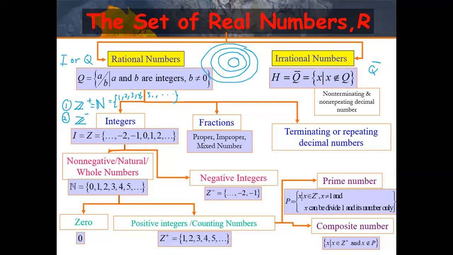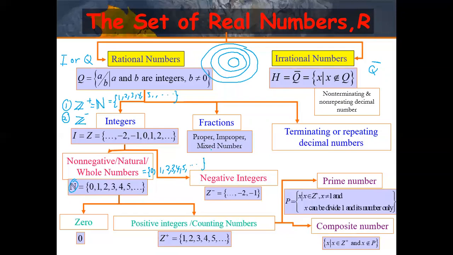Until infinity. Okay, madam, what about 0? 0 is a whole number, which is 0, 1, 2, 3, 4, 5, 6, 7, 8, 9, 10, until positive infinity. That is a whole number. Positive integer is the same as natural number. Whole number we start with 0. That is the slight difference between positive integer, natural number and whole number.